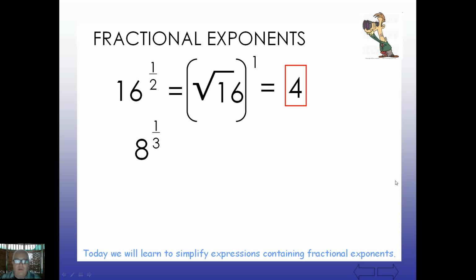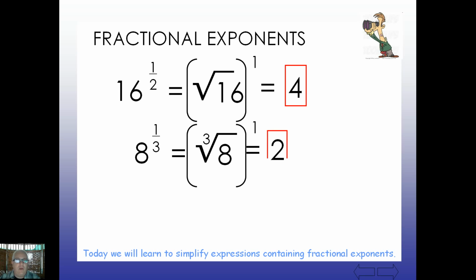So how about this here? 8 to the 1/3 power. So again, the bottom number here is 3. So we're looking for the cube root of 8 raised to the what power? What should go up there in the exponent? Well, how about a 1 again? And we know from earlier that the cube root of 8 is indeed 2. So 2 to the 1st power is 2. How about 27 to the 1/3? So which one's our root?